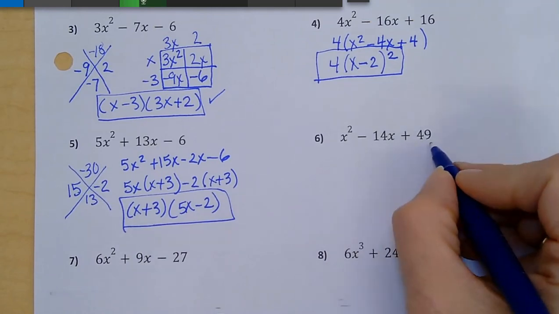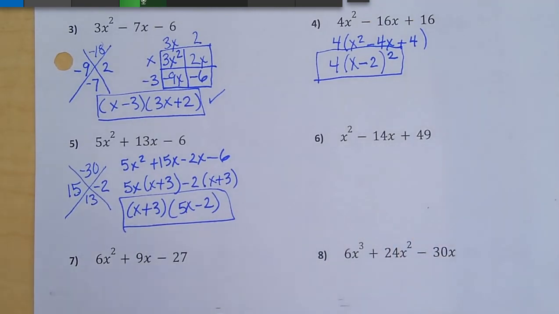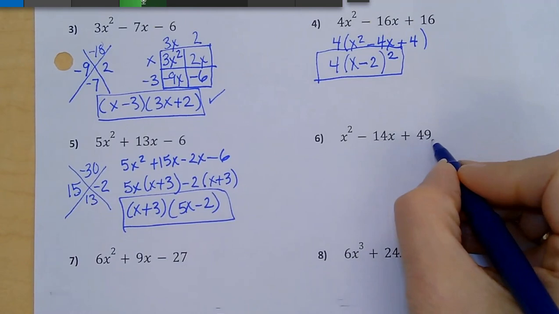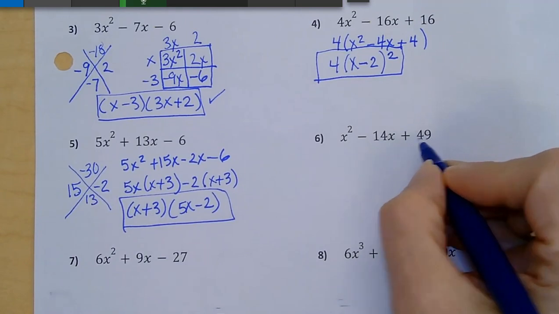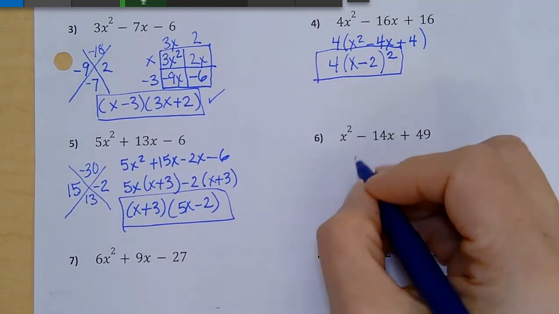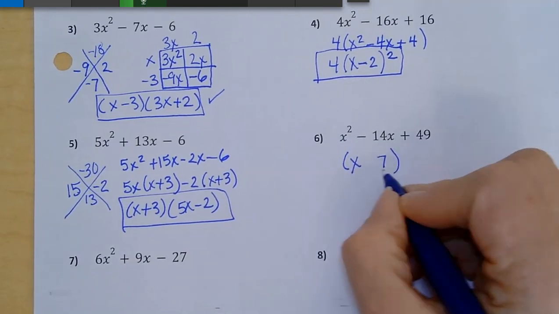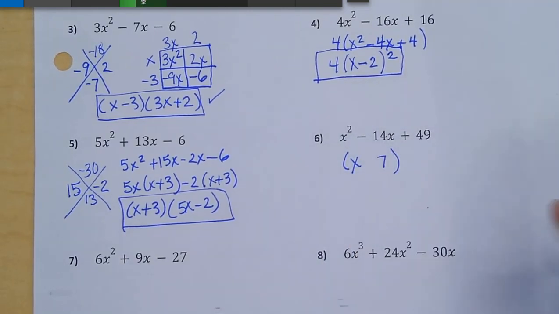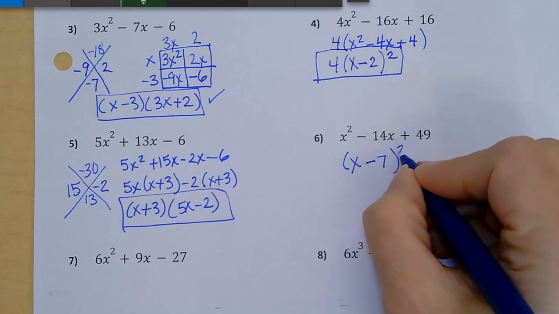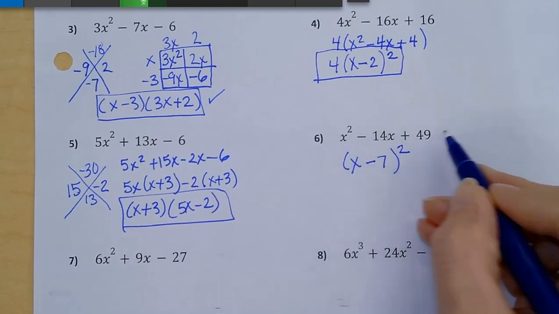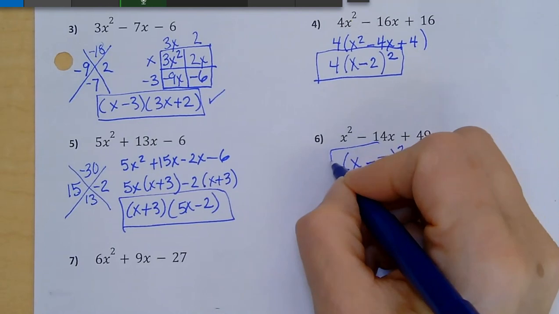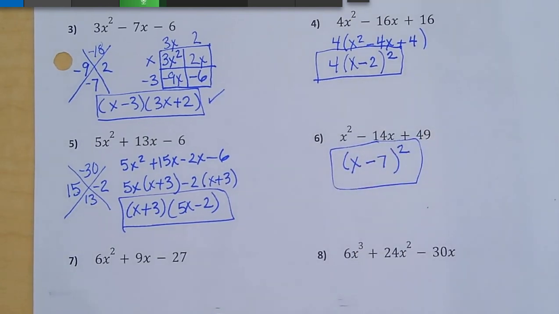X squared minus 14x plus 49. I see perfect squares, and I know that the square root of 49 is 7. 7x doubled is 14x. I know I'm going to have the square root of my first term, the square root of my second term, and since my middle term is subtracting, I'm going to subtract here. So that trinomial is a perfect square trinomial. When I factor it, I get x minus 7 squared.